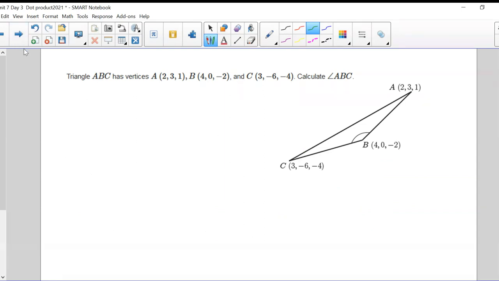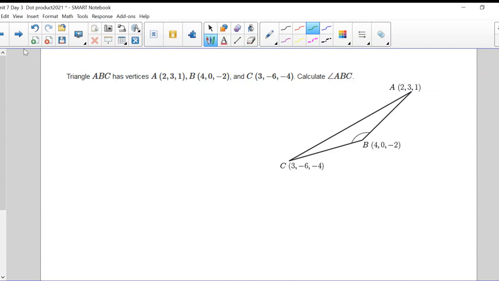Okay, now let's try this one. This triangle has vertices, and they give us the vertices of the triangle, A, B, and C. And this is a triangle in 3 space, right? They want to know the angle ABC. So going from A to B to C, in fact, it's the one that's marked. What is the size of that angle?